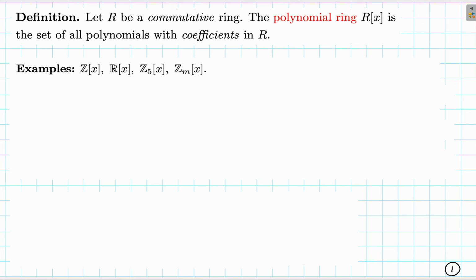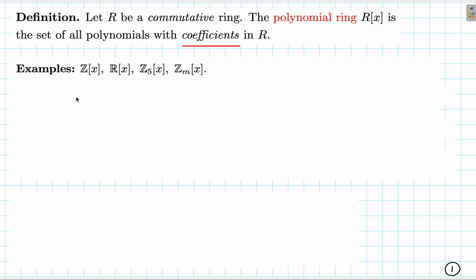Starting with this lesson, and for the remainder of this course, our focus of study will be on polynomials, such as f of x equals 2x cubed minus 4x plus 5. And we'll study these polynomials from the perspective of a ring. And here's a definition. Let R be a commutative ring. Then the polynomial ring R bracket x is the set of all polynomials with coefficients in R.